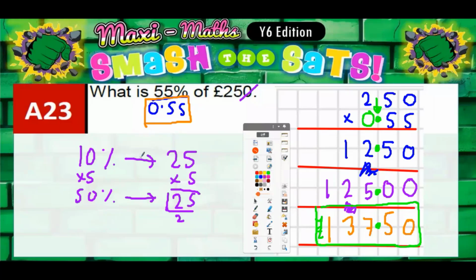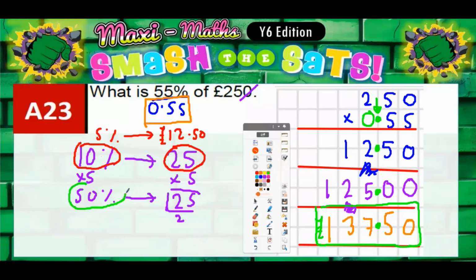You want 55%, so you would then want an extra 5%. Well, the extra 5% is going to be half of this 10%. Half of 10% gives us 5%. So half of 25. Half of 25 is £12.50. So 5% is £12.50.